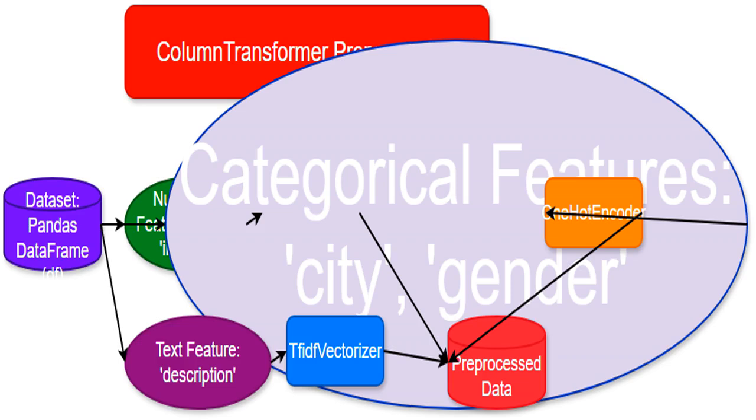I employ OneHotEncoder to convert categorical features, like city and gender, into numerical representations. It creates new columns, one for each unique value in the categorical feature. Each row gets a 1 in the column representing its value and 0 in all others. This helps the model interpret categorical data.